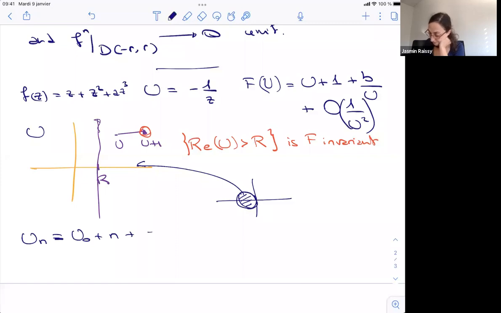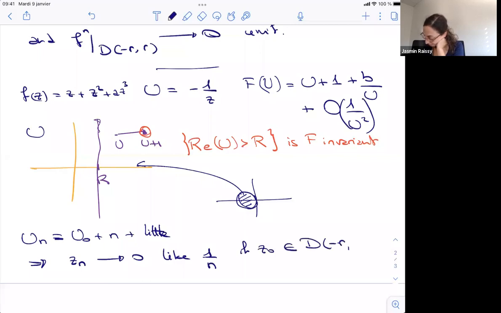Something little, something that I can't forget. So this part, which I can forget. And so this means that z_n is going to converge to the origin like 1 over n, whenever z naught belongs to this minus R disk.